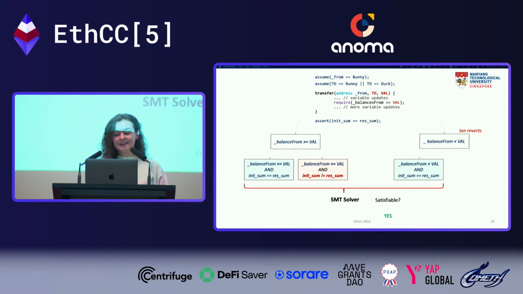So a very exciting feature of an SMT solver is that it can generate concrete values for these satisfiable path conditions that symbolic variables should take in order to drive the execution towards a specific execution path. So we can use that to generate test cases automatically.